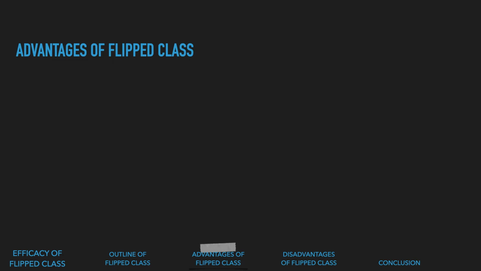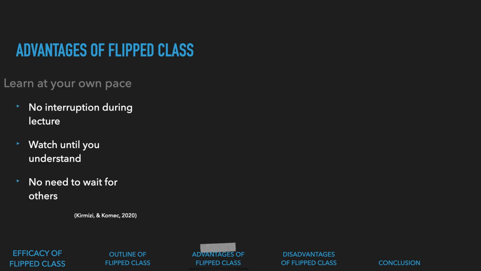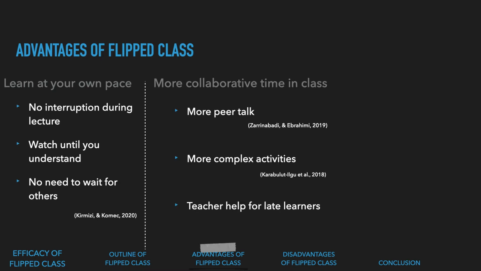Next, let's move on to advantages of flipped classes. There are mainly three strong points in this approach. First, students can learn at their own pace. Thanks to online delivery, there is no interruption and students have a limitless number of accesses to the lecture videos. This is really beneficial for both high and low level students because they don't have to care about other students' progress.